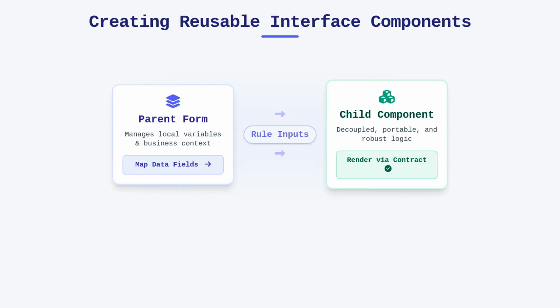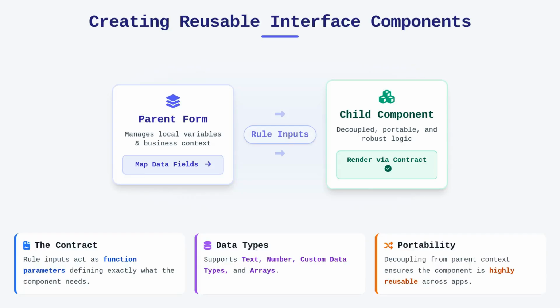When referencing this child interface from a parent form using a load or with variable scope, you map local variables or specific data fields directly to these rule inputs. This mechanism ensures that the child component remains decoupled from the specific context of the parent, making it highly portable and robust.